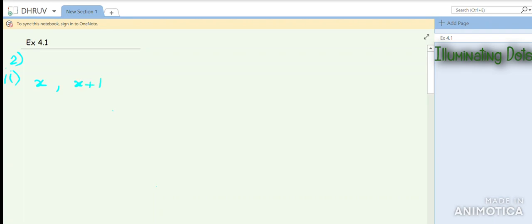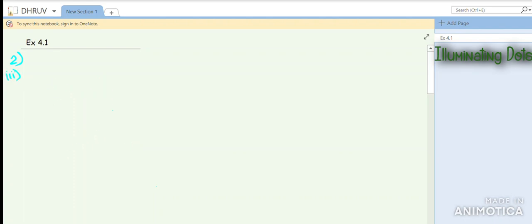Now the product is given as 306, so we have to multiply them. So x into x plus 1 is equal to 306. So x into x is x square, plus x, is equal to 306, and therefore x square plus x minus 306 is equal to 0. This is the equation we needed to find. Now we are done with this question also. Second question is done. We just need to find the equations, which is why this is not taking so long.